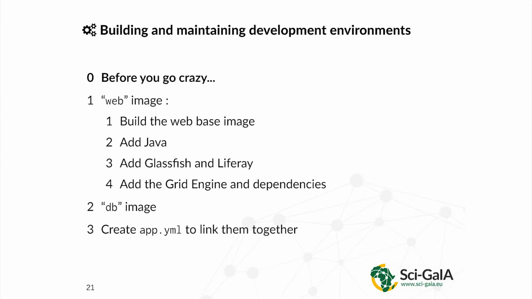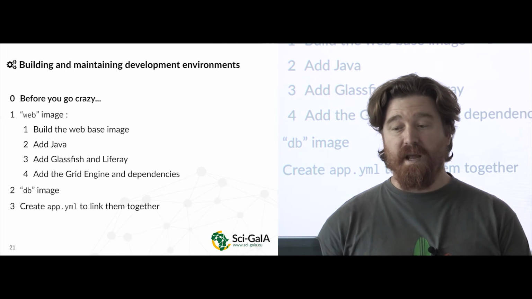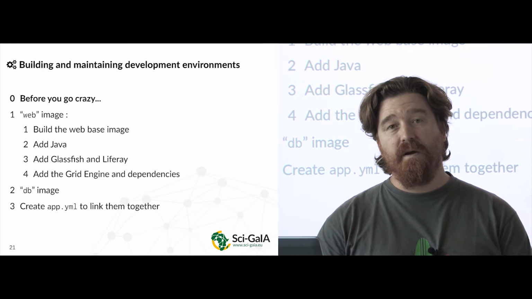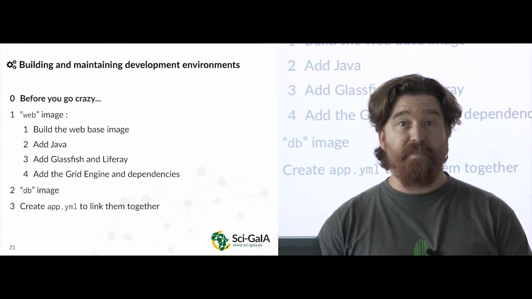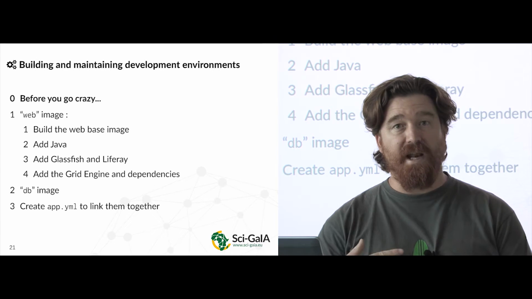Basically, we have 3 steps, or 4 if you count the getting started step before you go crazy. The 3 steps involve building the web image, then building the database image, and then linking them together with Docker Compose and our app.yaml file, which describes their relationships.